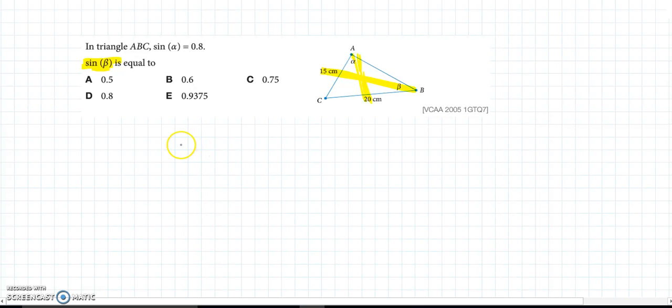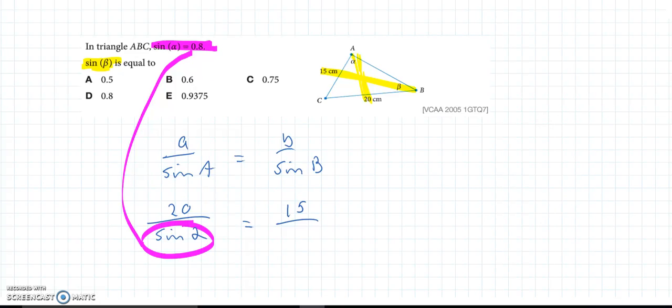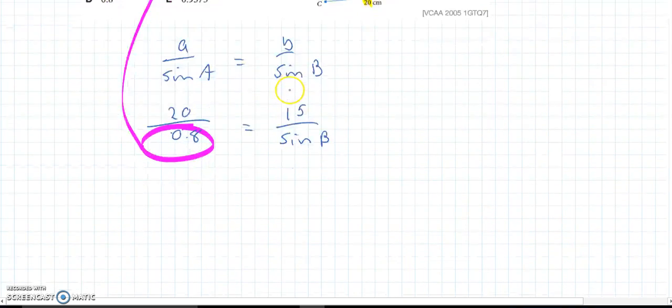So if we look at this, we have half a pair and half a pair, which at the start doesn't look very promising. But let's try and set it up anyway, because we're talking about sines here. So we would say A over sine A equals B over sine B. In our case, we would have A as side 20 over sine alpha equals 15 over, now instead of sine alpha, I should remember that sine alpha, we've been told, is 0.8. So I'm going to replace that sine alpha with 0.8 over sine beta.